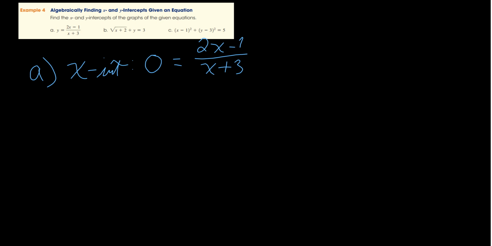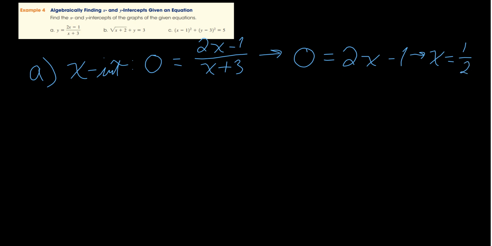If I solve for x, I'm going to multiply both sides by x plus 3. I get the equation 0 is equal to 2x minus 1. And if I solve for x, I get x is equal to 1/2. So that would be my x-intercept. X is equal to 1/2.